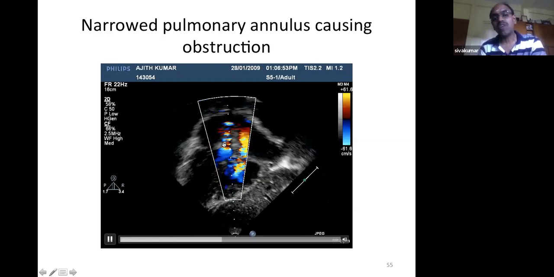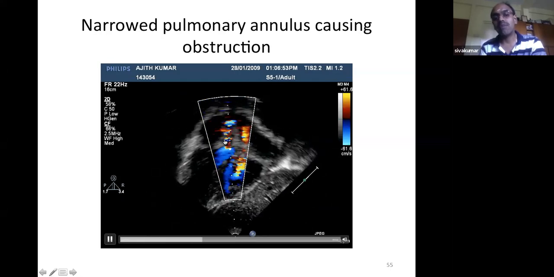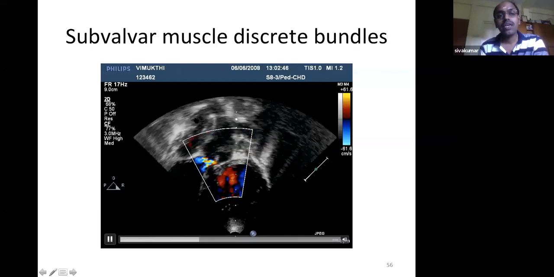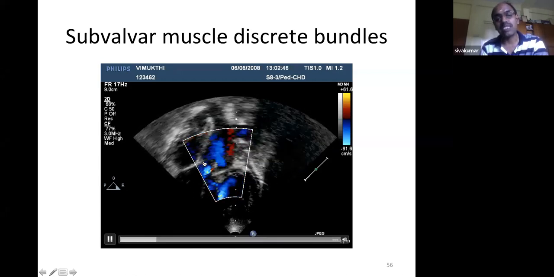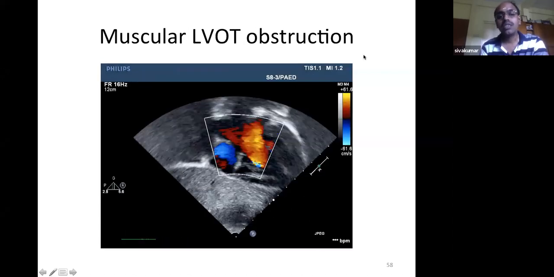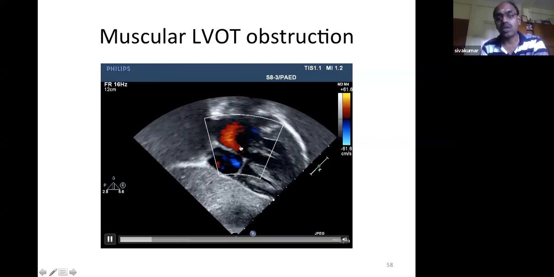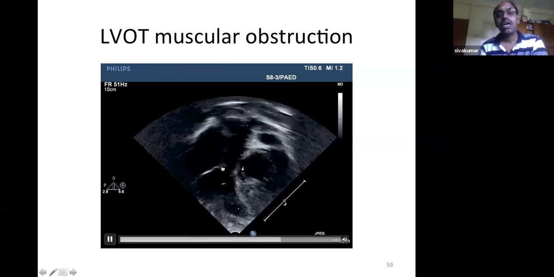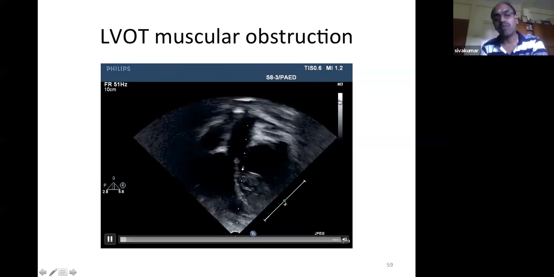Sometimes it can be due to a very narrowed pulmonary annulus or doming pulmonary valve. So it can be pulmonary valvar or pulmonary annulus stenosis. Sometimes it can be due to discrete subpulmonic muscle bundles causing a subpulmonary muscle ridge, or sometimes it can be long muscular tunnels. So this is a long subpulmonary muscular tunnel. So there can be various reasons. Sometimes this is a thick muscular ridge, like a subpulmonic muscular ridge.